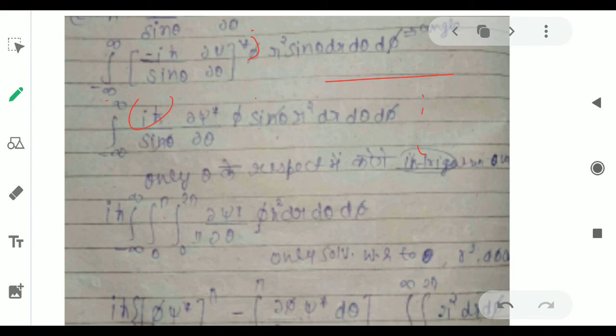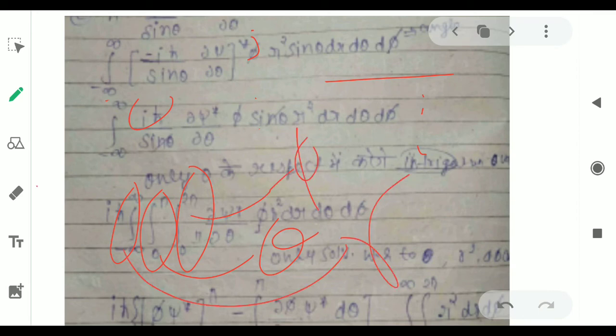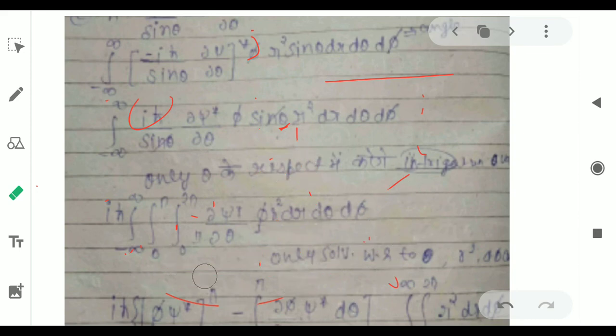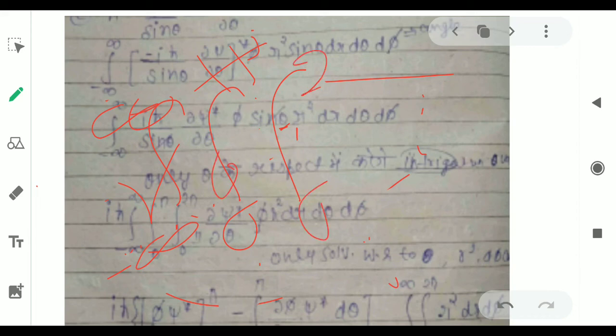So iota h cos is common, we can take it out, and then there are the limits of integration. What are the limits? Minus infinity to plus infinity, 0 to pi, 0 to 2 pi. 0 to pi is the limit of theta, 0 to 2 pi is the limit of phi, and the other is the limit of r. You have to remember these things. In the polar coordinate system, there are three limits. First, minus infinity to plus infinity, the limit of r. 0 to pi, the limit of theta. 0 to 2 pi, the limit of phi.